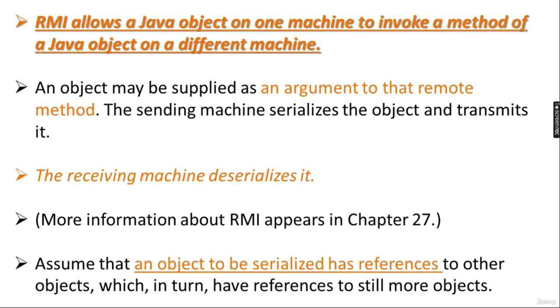executing your code. Okay. An object may be supplied as an argument to that remote method. The sending machine serializes the object and transmits it, and the receiving machine deserializes it. Okay. So one machine will send the file or any persistent storage with the state of your program, and the second machine will read it, deserialize it, and then continue with execution of your program. Okay. So remote method invocation we will see in detail in an upcoming chapter. An object to be serialized may have references to other objects, which in turn have references to still more objects.